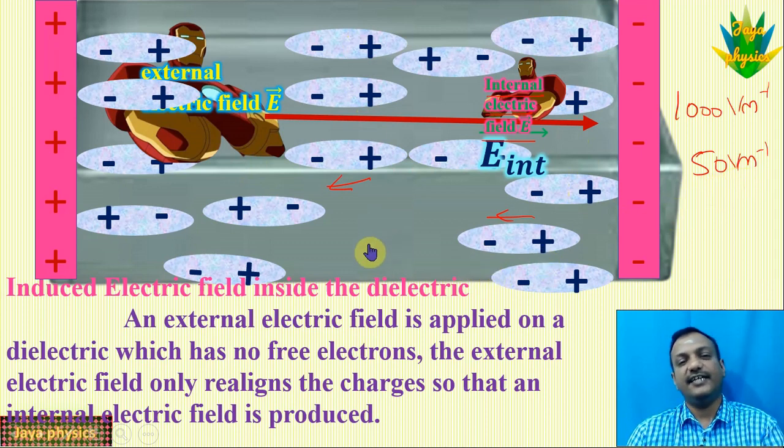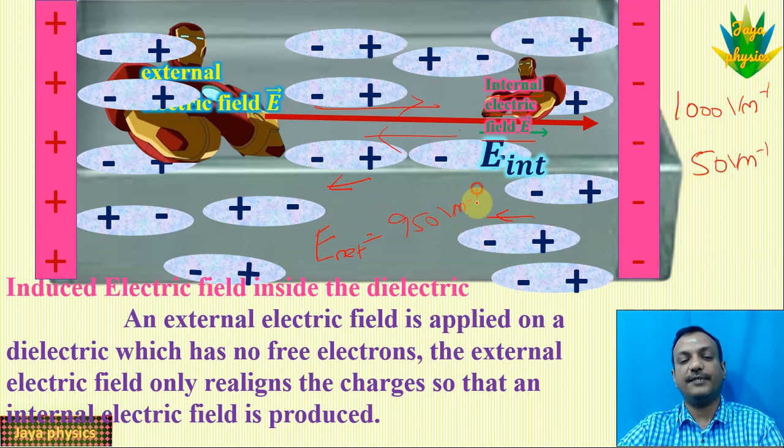Then, will there definitely be a net field? Definitely there will be an electric field. How much is the net field? Let us see how much the net field is. The net field acts like this, 1000 volt. The internal field is acting in this direction. If we subtract, for example, I say 950 volt meter power minus 1.